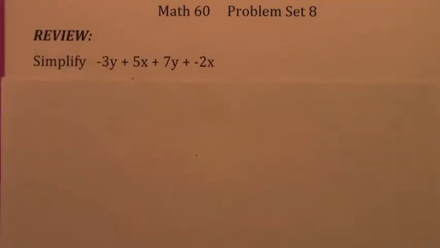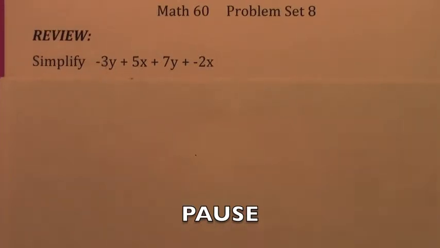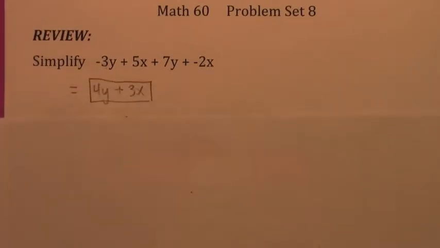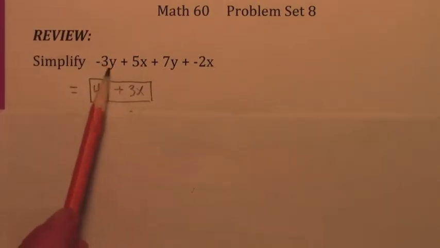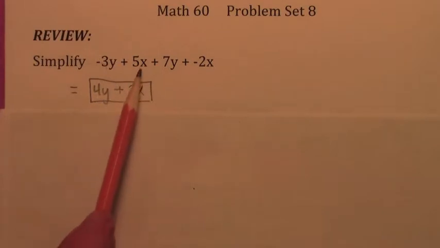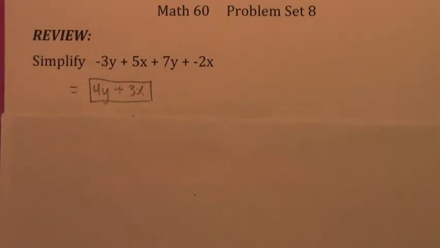Simplify this. Go ahead, hit the pause button and simplify this. Did you get 4y plus 3x? When you add the y's together using the commutative law, you get 4y. When you add the x's together using the commutative law, you get 3x. Very good. Okay, so we're going to introduce multiplication.